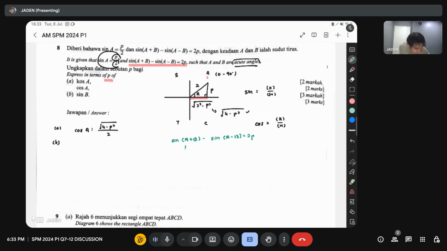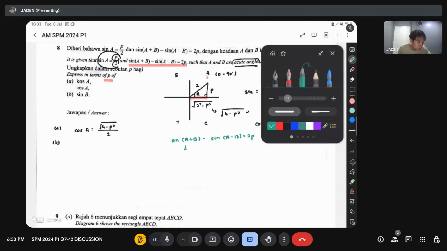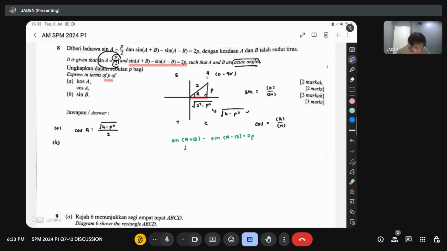Now this one alone, we can change it into sine A cos B plus cos A sine B, minus, and this one we're going to change into, make sure you put a bracket, sine A cos B minus cos A sine B. Then let's continue from here. We write down equal to 2P.